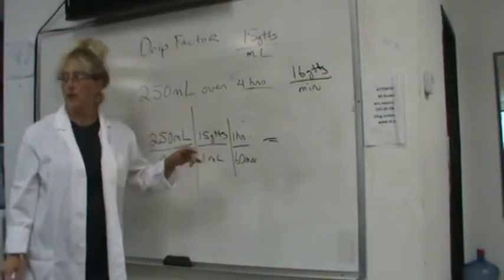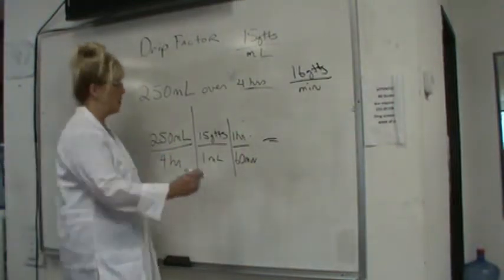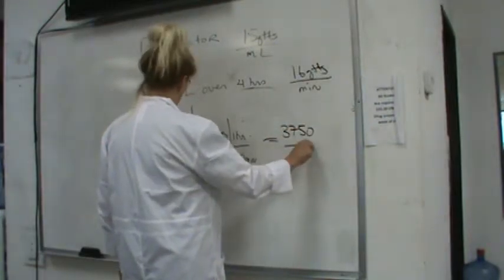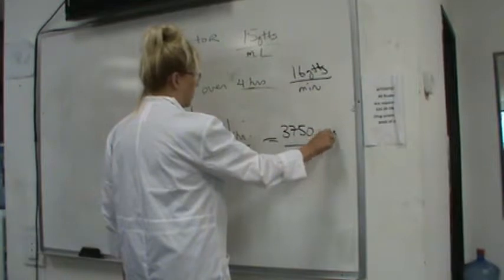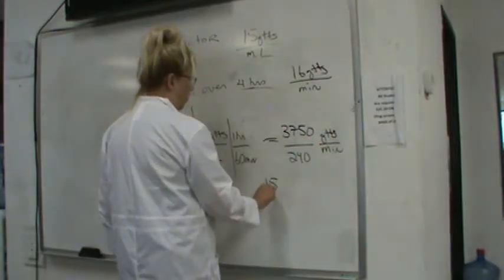Okay, let's do it. 250 times 15 is what? 3,750 over 240, which is equal to 15.625, which rounds up to 16.